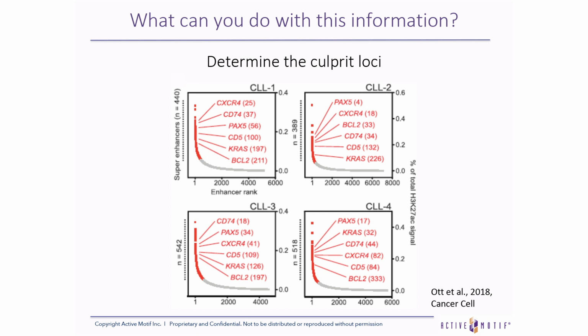BCL2, CD5. So we have a list of enhancers. We have a list of genes that are turned on by some of the same enhancers that are aberrantly on and open. So how do we target these?